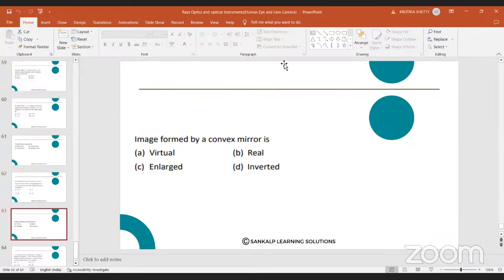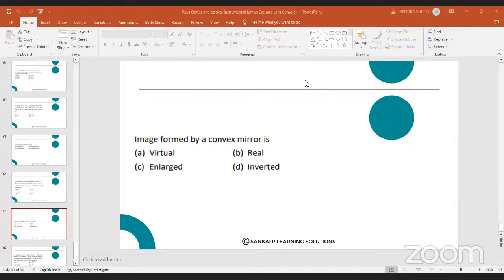Image formed by a convex mirror is virtual, real, enlarged, inverted. Which option is correct? What kind of image does a convex mirror form? Virtual, real, enlarged, or inverted? Yes, Lohit is saying it is virtual. Abhishek, Rupa, Damini, Chandana, yes, very good here.